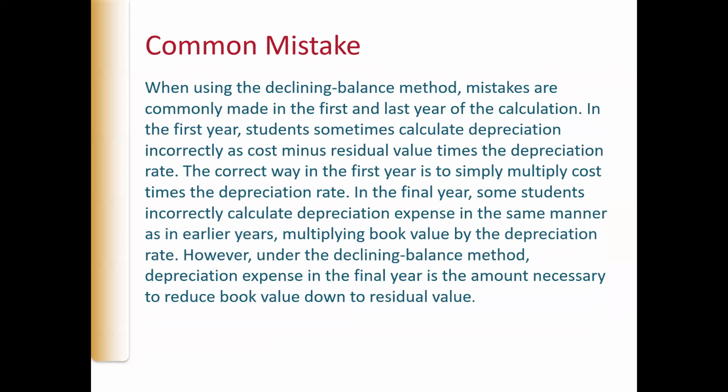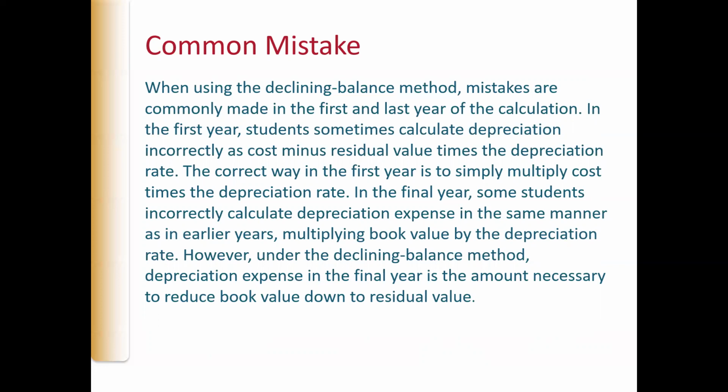When using the declining balance method, mistakes are commonly made in the first and last year of the calculation. In the first year, students sometimes calculate the depreciation incorrectly because they take the cost minus the residual value times the depreciation rate, but don't do that. Just multiply the cost of the asset times the depreciation rate.